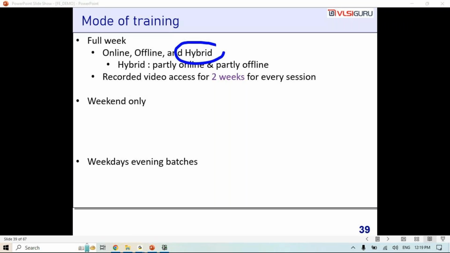You can even do hybrid. What is hybrid? 2 months you attend offline, 2 months you go home and attend online, again come back and attend offline. That is possible. Vice versa, even an online person can come here and again go back home. That is also possible. In this mode, you get access to the recorded videos for 2 weeks for every session, minimum 2 weeks. Let's say today I have done a session. This session is being recorded. Access will be given to you for at least 2 weeks. It could be more than that, but minimum 2 weeks it will be given.